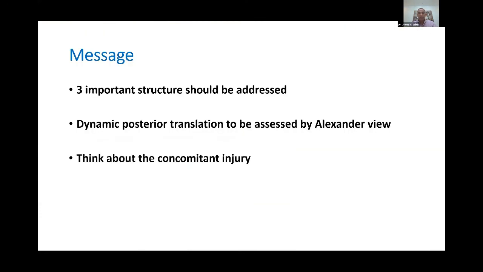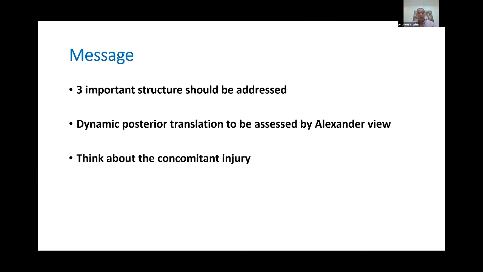So I have 3 important messages for you today by the end of my presentation. When you deal with an acromioclavicular joint separation, you have to address the 3 important structures for stabilizing the AC joint: the coracoclavicular ligament, the acromioclavicular ligament and capsule, and the deltotrapezial fascia. Dynamic posterior translation is very important in the judgment and decision making, and you can achieve this only if you do an Alexander view.